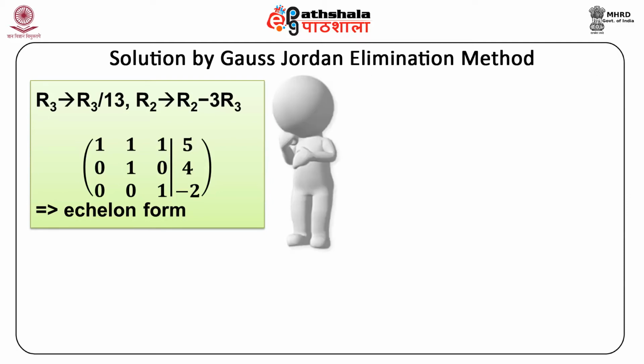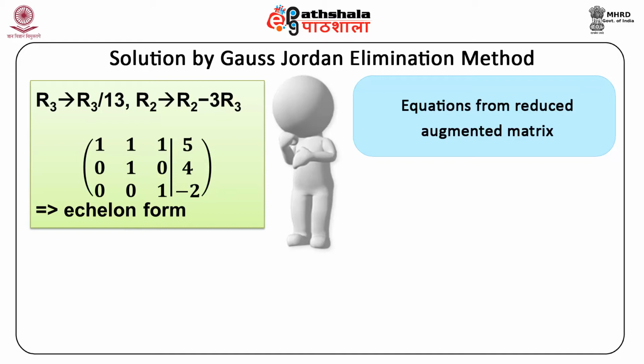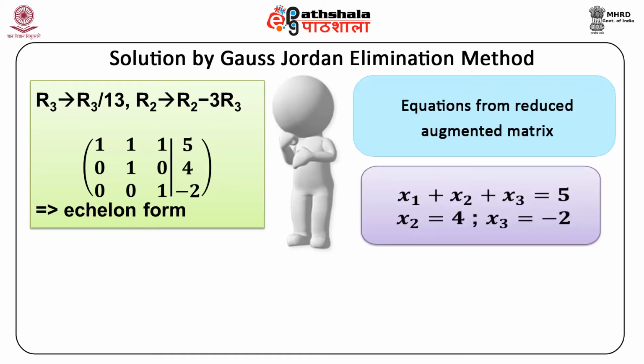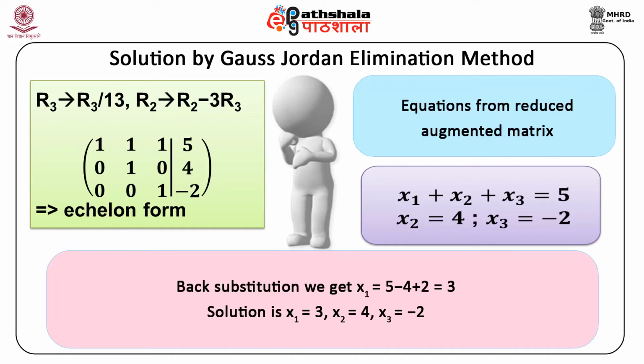We formulate the equations from the reduced augmented matrix obtained above. x1 plus x2 plus x3 is equal to 5, x2 is equal to 4, x3 is equal to minus 2. By back substitution, we get x1 is equal to 5 minus 4 plus 2, which is equal to 3. Hence, the solution is x1 is equal to 3, x2 is equal to 4, and x3 is equal to minus 2.